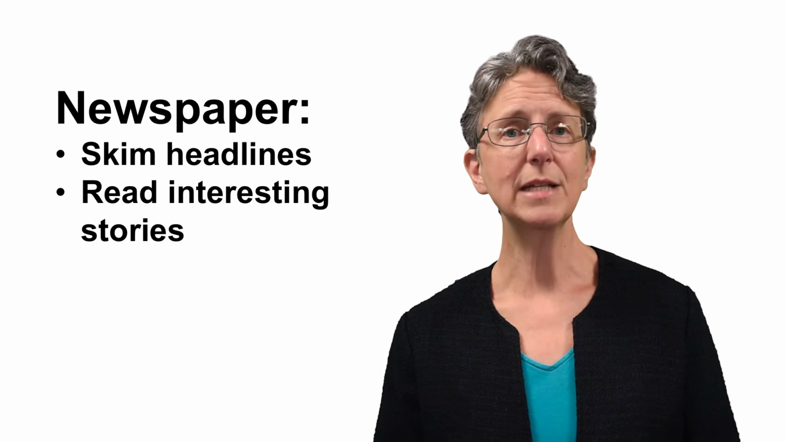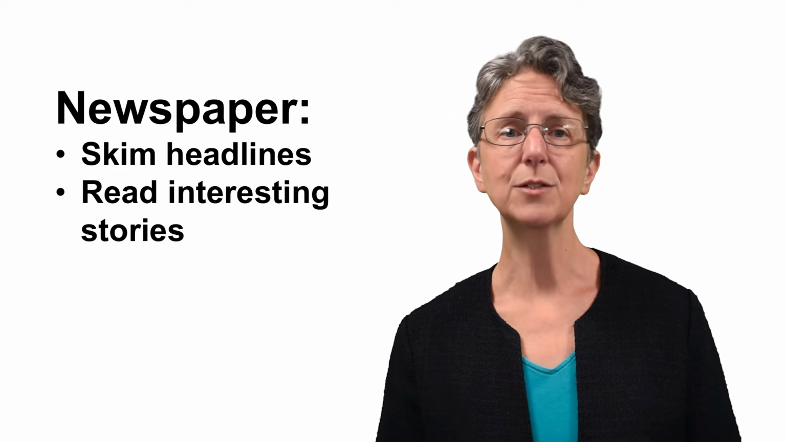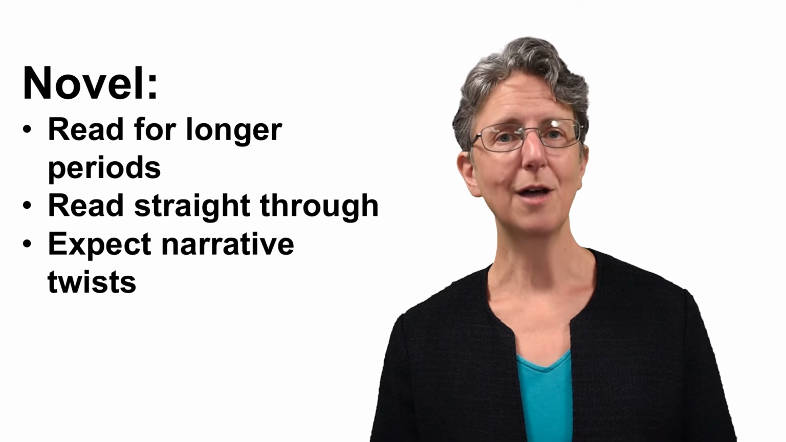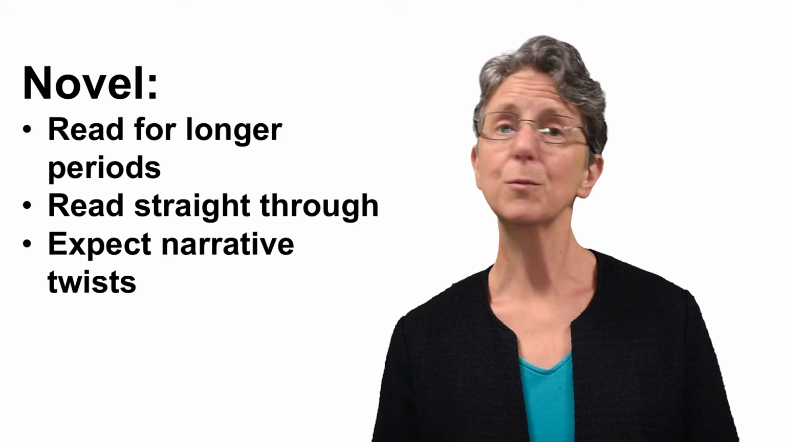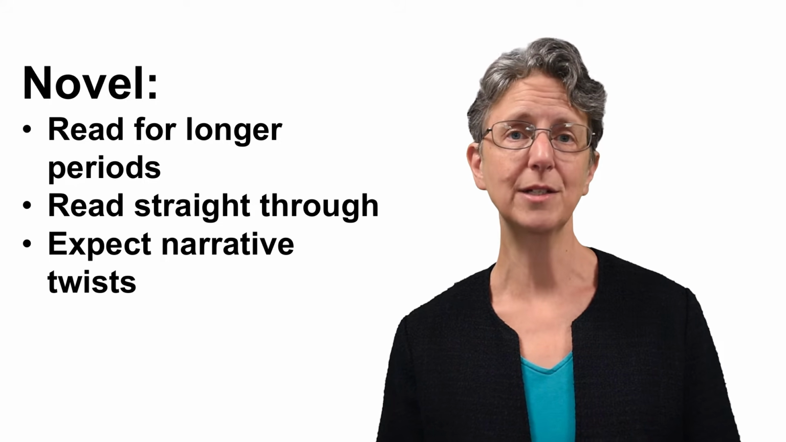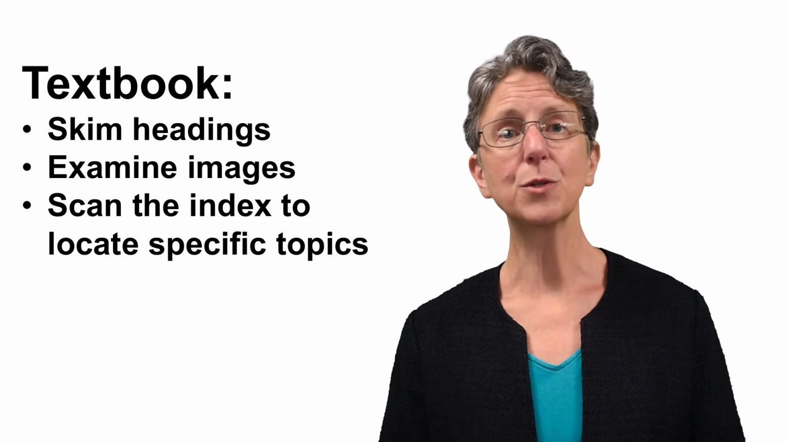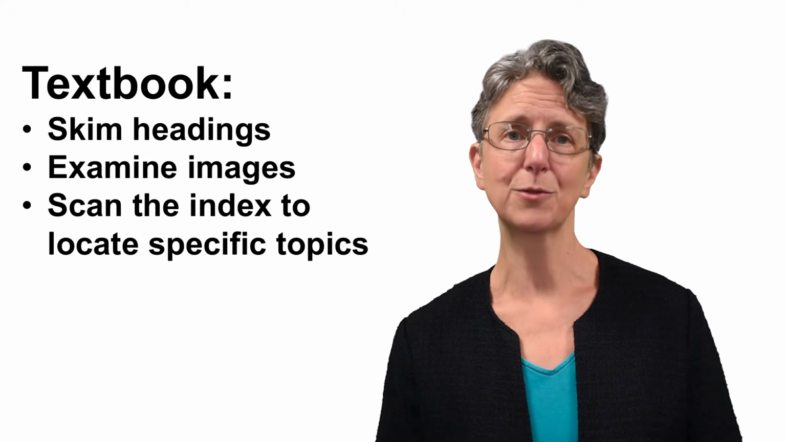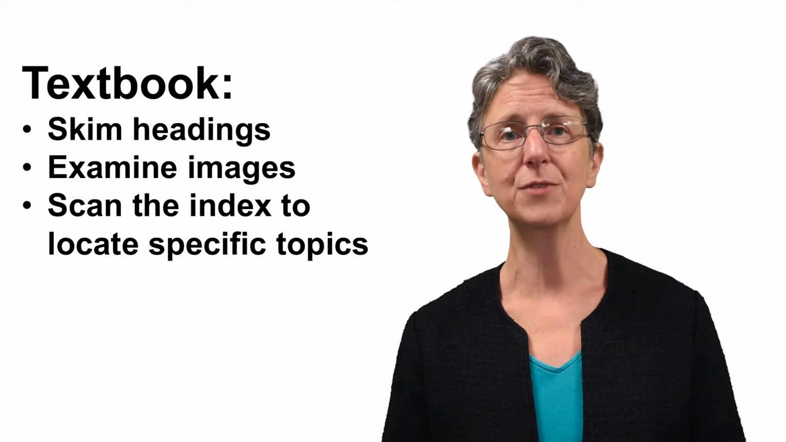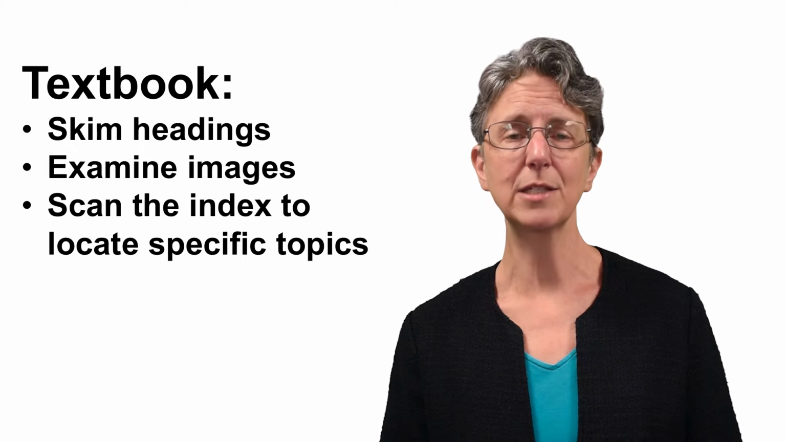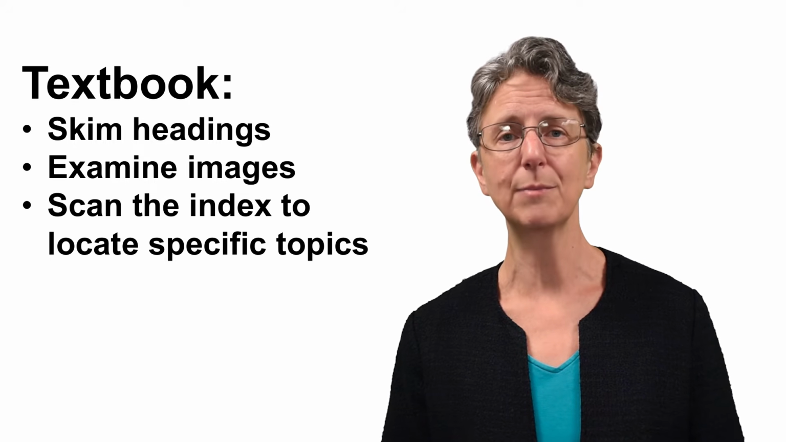With a newspaper, you might skim the headlines to find interesting stories, then read more about the ones that interest you. When you read a novel, you might sit down for a longer period of time and read straight through. Readers often expect and enjoy narrative twists and turns. In contrast, readers rarely read textbooks straight through. You likely skim headings, examine images such as tables or figures, and scan the index to locate specific topics. You might also work through practice problems or check answers in the back of the book.